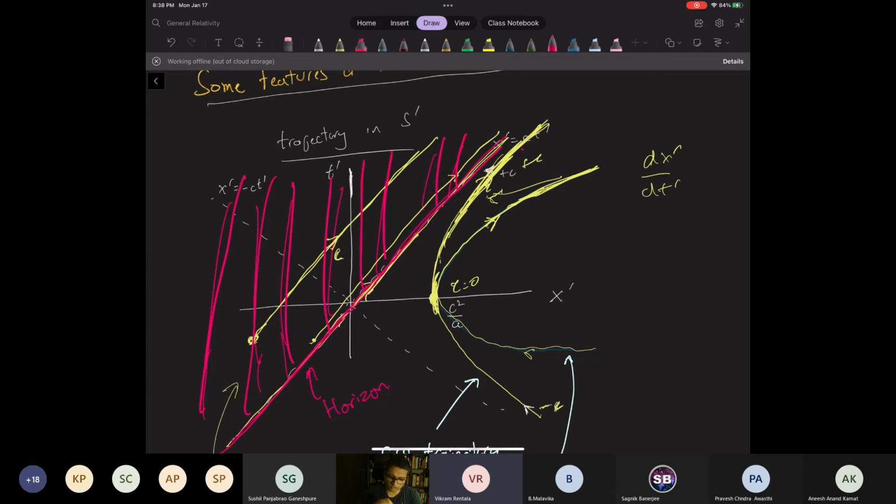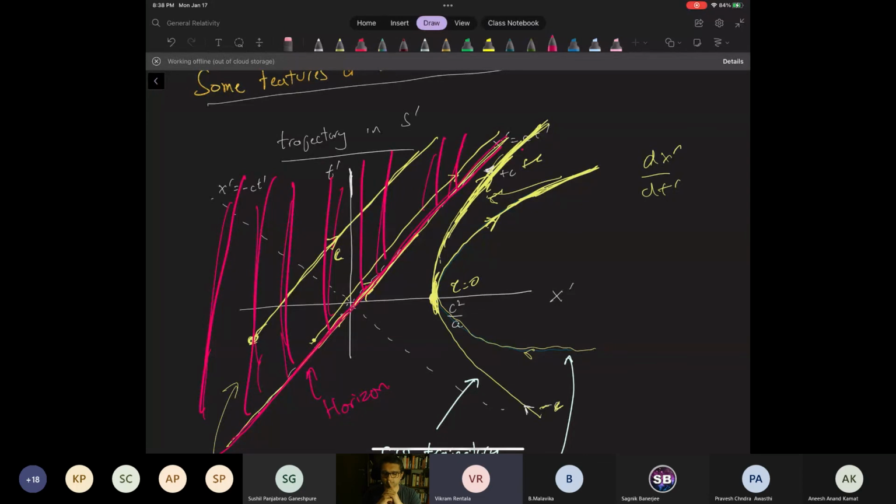So I'm going to stop here, and in the next class, instead of talking about one accelerated particle, we'll talk about a family of accelerated observers. That's what we're going to build on in the next class. I'll pause for questions, and we can stop here. Yeah, Adyan?